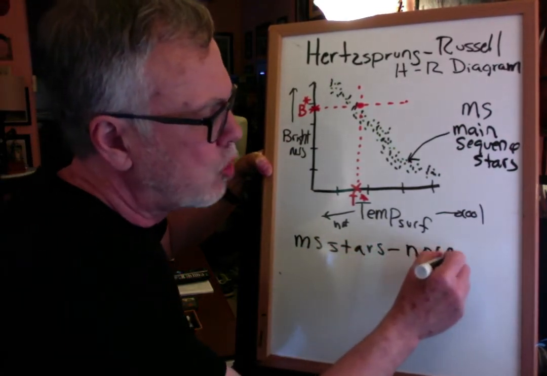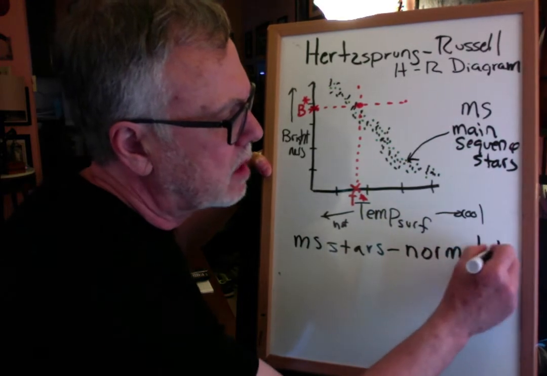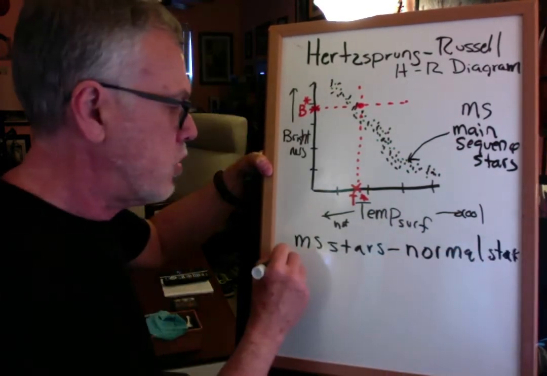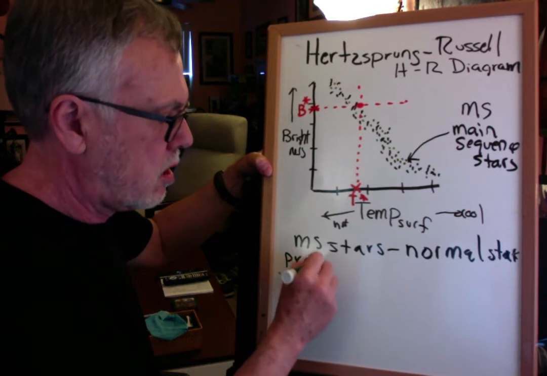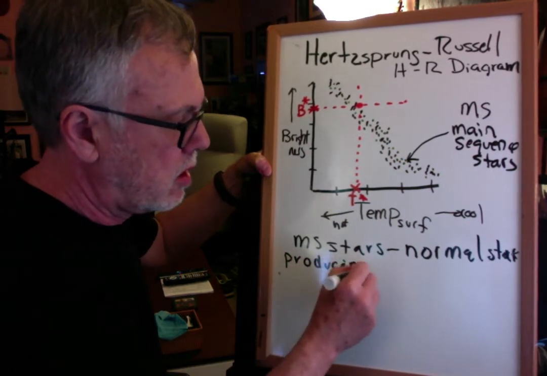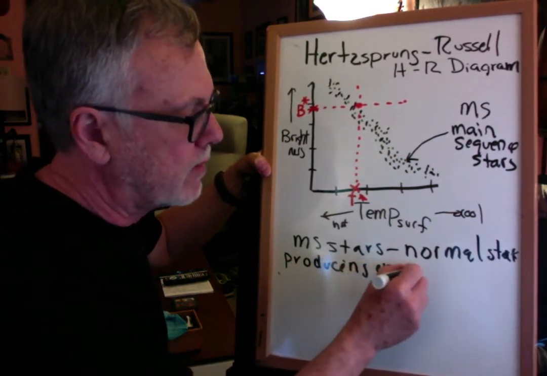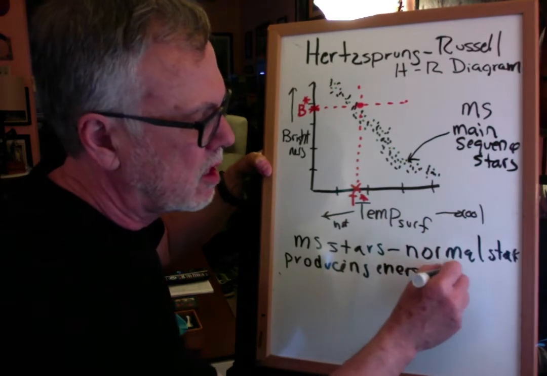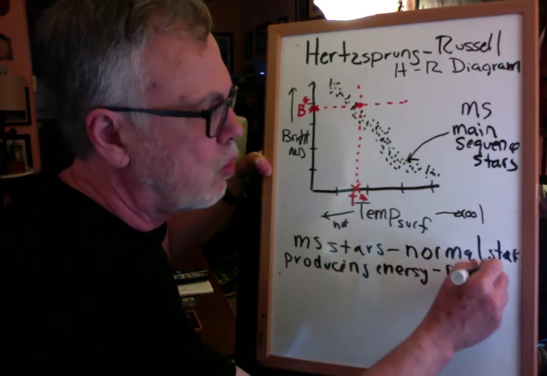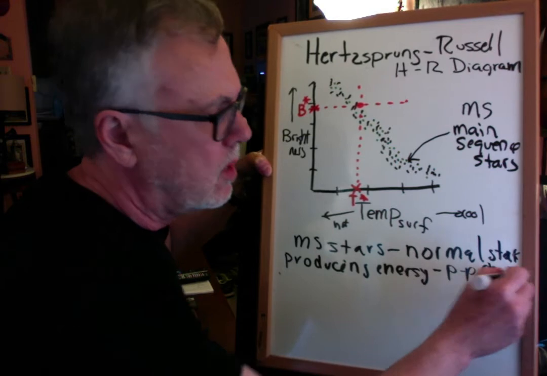And when I say normal stars, I mean basically that they are producing energy by the proton-proton chain of some form, which we talked about before in the last unit.